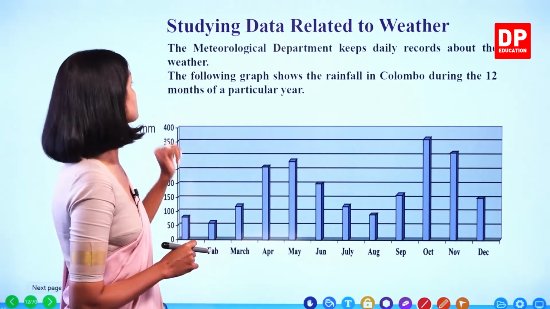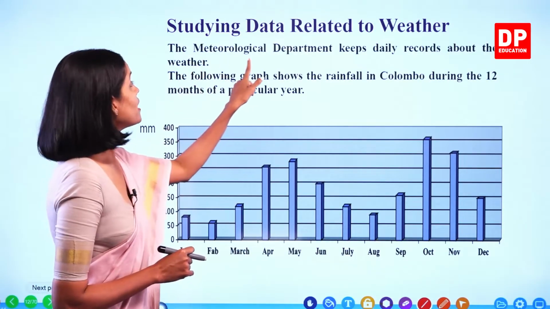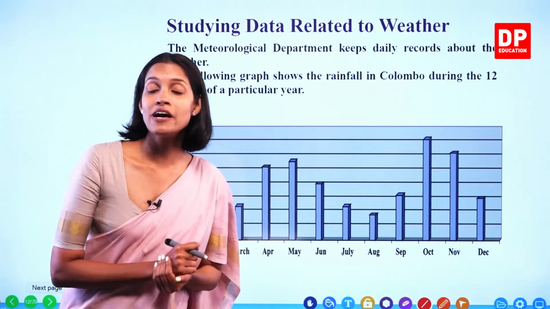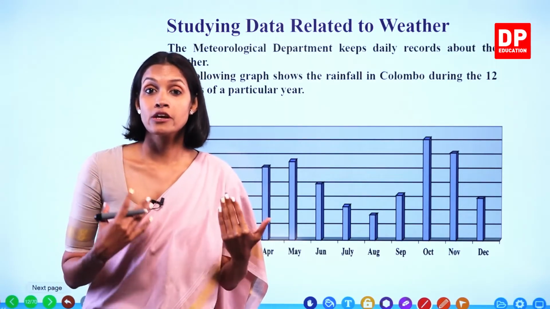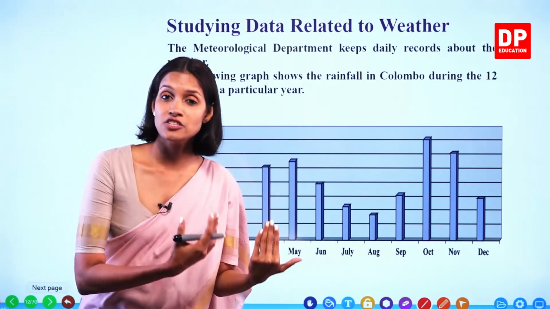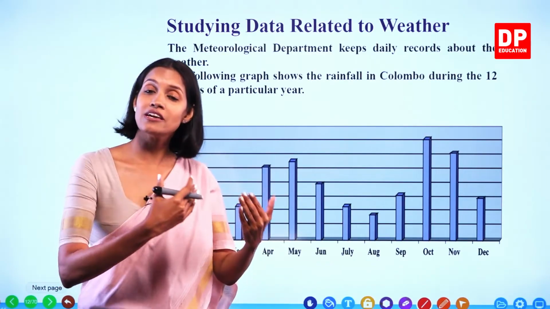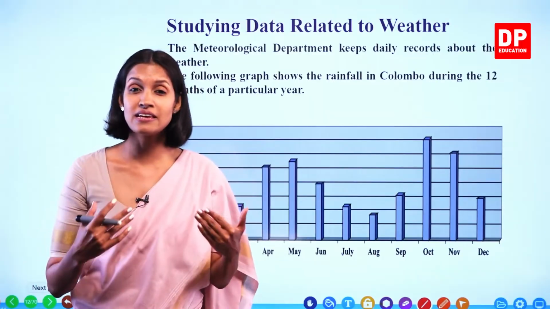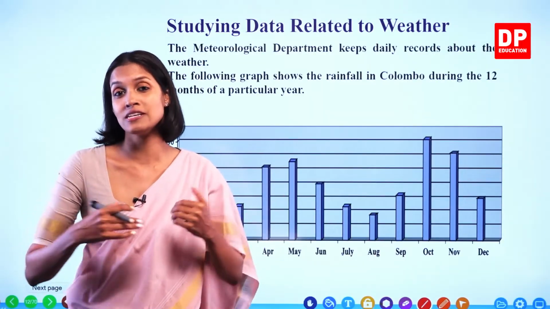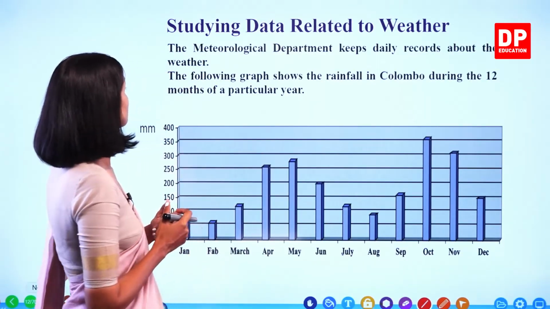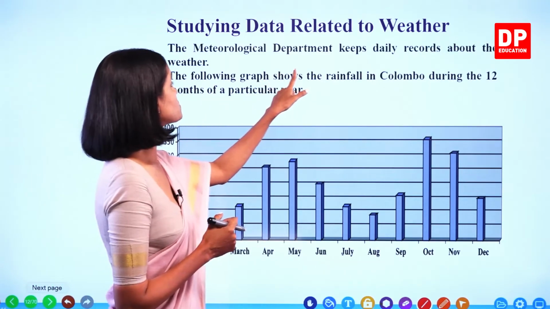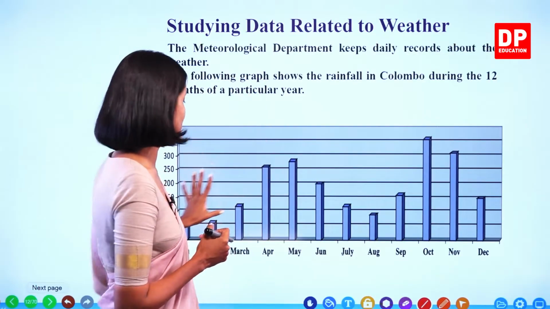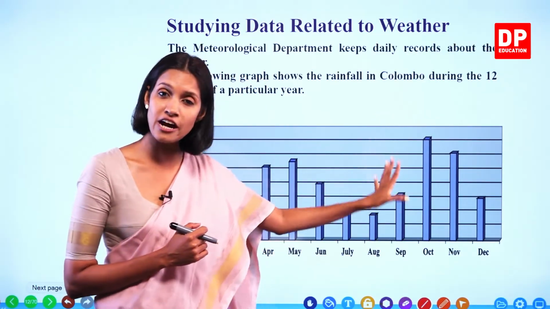Okay, right. So the meteorological department keeps daily records about the weather. Thereby, whenever certain changes take place in the environment and they want to come to a conclusion, they can go through the data they have kept for years and check what is happening with that particular area. Okay, right. So the following graph shows the rainfall in Colombo during the 12 months of a particular year, one whole year given in a graph.